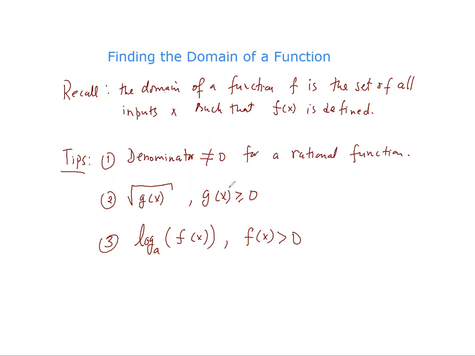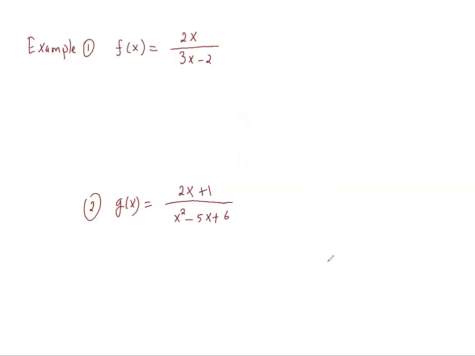Now I'm going to explain how to find the domain of a function with some examples. All right, here are the examples. Example number 1, f of x equal to 2x over 3x minus 2. So for the domain, the denominator 3x minus 2 cannot be equal to 0, which implies that x cannot be equal to 2/3.